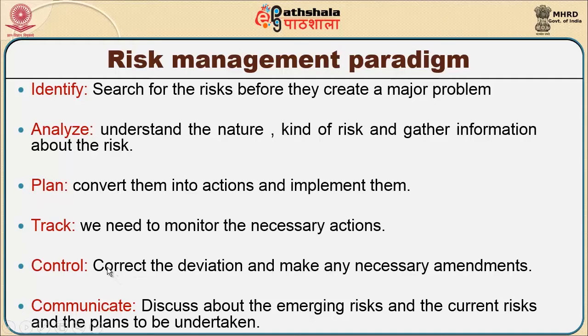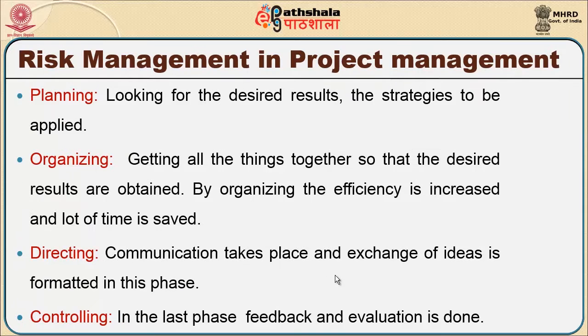And as the next phase, we may have to either completely remove or control this kind of risk, where we call it the correction measure, or to correct the deviation and make necessary amendments, we call it a control measure. And finally, we may have to communicate on this emerging risk and current risk and the plans that are to be undertaken.